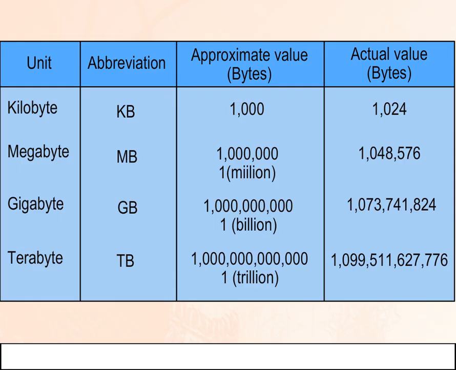1,07,37,41,824 bytes. Unit, terabyte, abbreviation TB, approximate value 1 trillion bytes, actual value 10 trillion 99 billion 51 billion 16 lakhs 27,776 bytes.